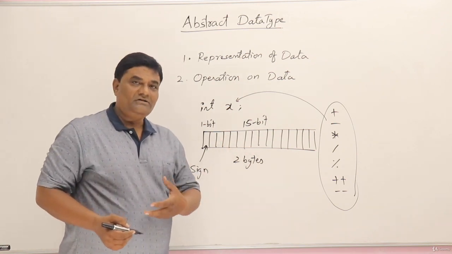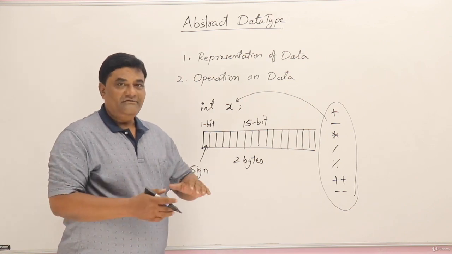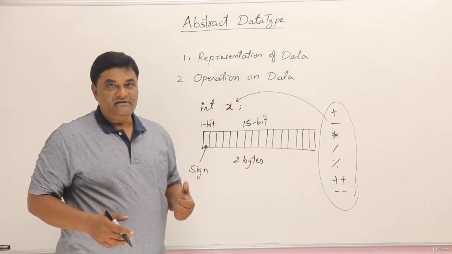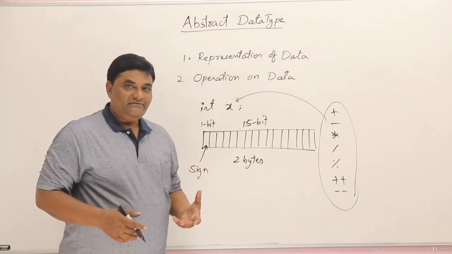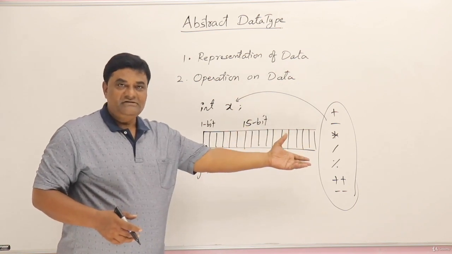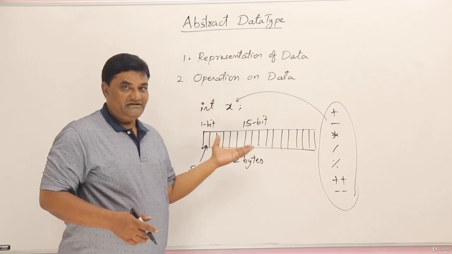If you talk about any data type in a language, that data type will have its representation and the set of operations on the data. So when we learn any data type in a programming language, we learn mostly about its operations, and sometimes we go into detail and also understand its representation.